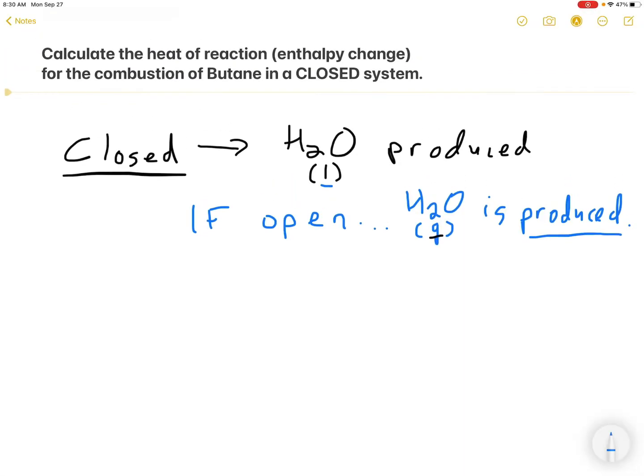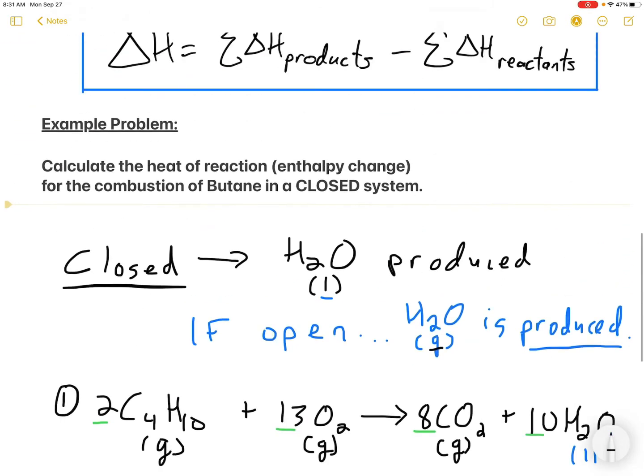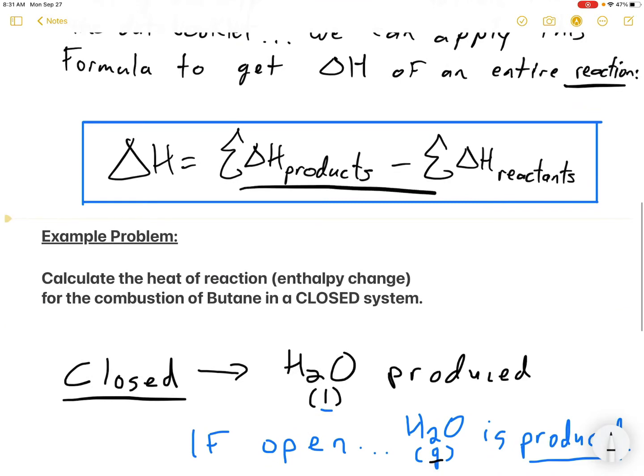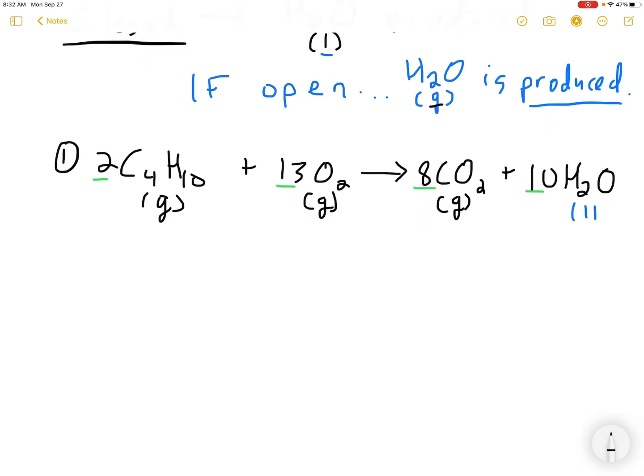So as I said, if it's closed, H2O liquid is produced, and if it's open, H2O gas is produced. The second thing that we're going to want here is a balanced combustion reaction, because we're going to use those coefficients to help us calculate the enthalpy change using molar enthalpy change of formation. Next, we're going to use the enthalpy change equation right over here and substitute the delta H products minus delta H reactants with our chemical equation, and it should look like this.